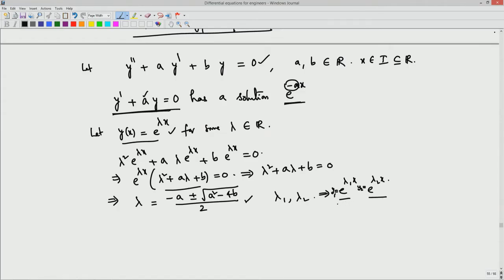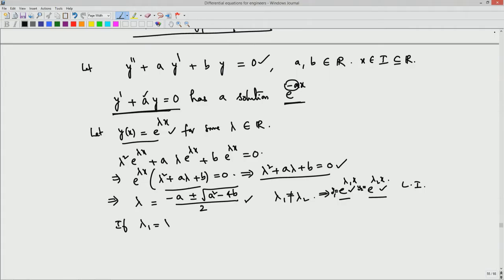What if lambda 1 equals lambda 2? There are only two cases. You have two roots, either they are not the same, or they are the same. If lambda 1 and lambda 2 are not equal, you have two solutions, one is this, the other one is this, and they are clearly linearly independent, because y1 by y2 is not a constant if lambda 1 is not equal to lambda 2.